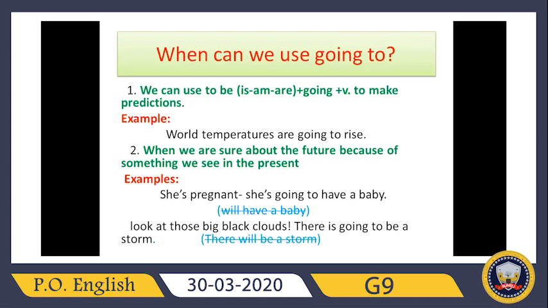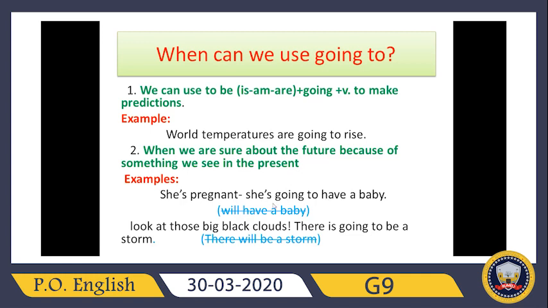But if I am just thinking about something that will happen or not, I am not sure, then we can use will or is, am, are plus going to plus the infinitive verb. Like here. Here, we are not sure. We don't know if the world temperatures will rise or not. Then we can say world temperatures are going to rise or world temperatures will rise. We don't know. But here, she is pregnant. She is going to have a baby.